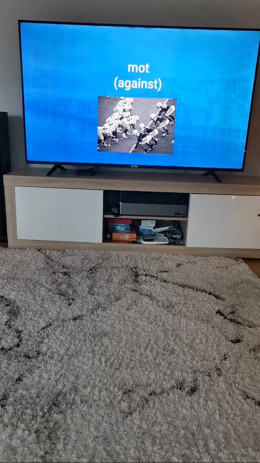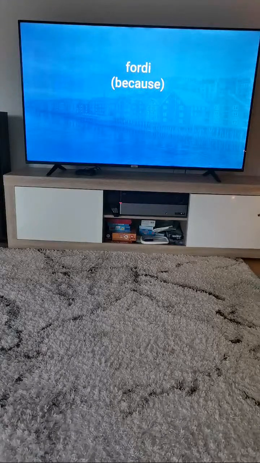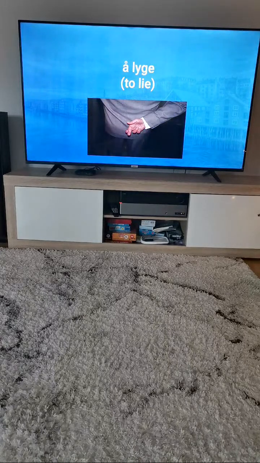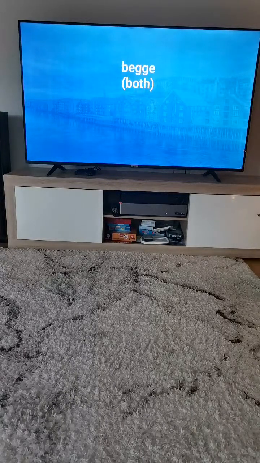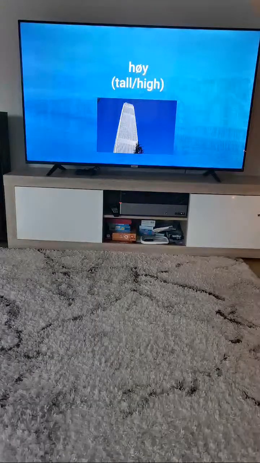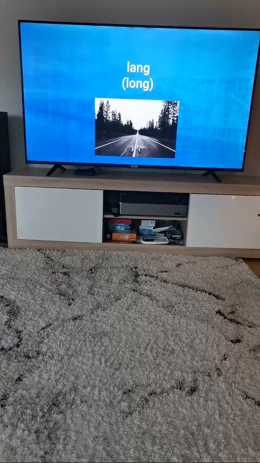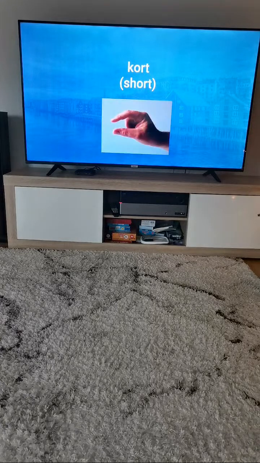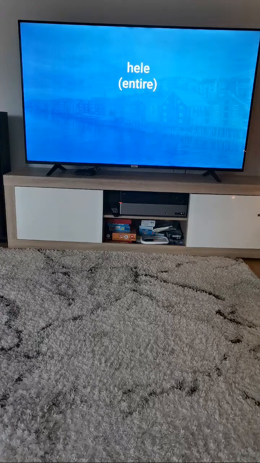Against is mot. Mot. Because is fordi. Fordi. To lie is å lyge. Å lyge. Both is begge. Begge. Tall is høy. Høy. Long is lang. Lang. Short is kort. Kort. Entire, as in the entire thing, is hele.